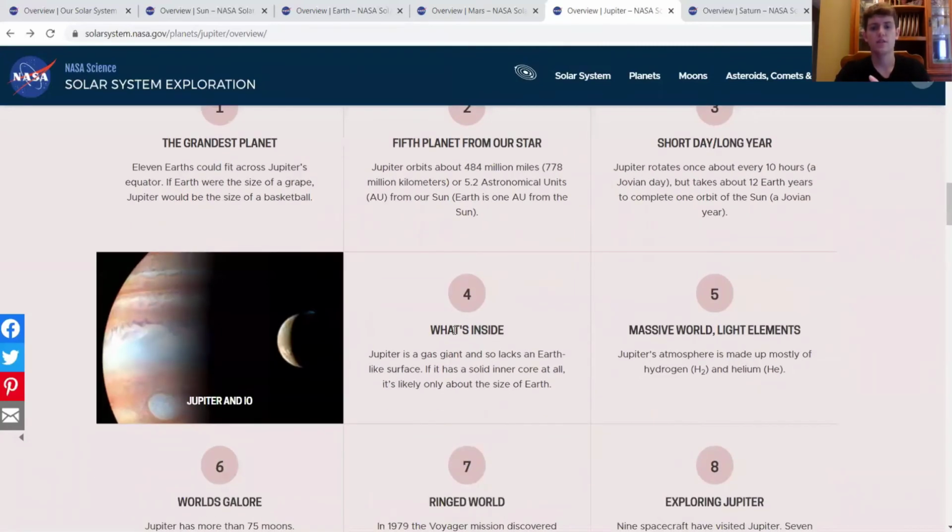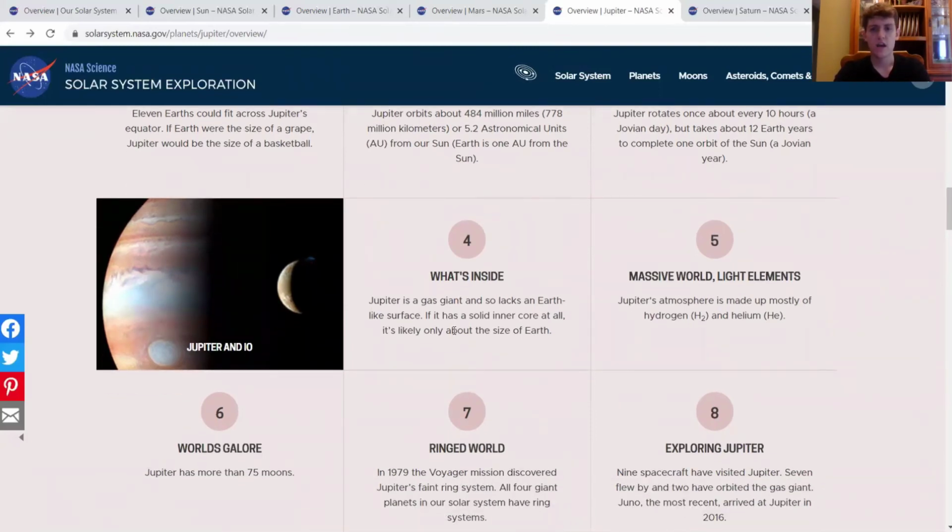So what's inside? Jupiter is a gas giant and so lacks an Earth-like surface. It has a solid inner core, and it's likely only the size of Earth. So Jupiter's atmosphere is basically mostly made up of the elements hydrogen, which is H2, and helium.